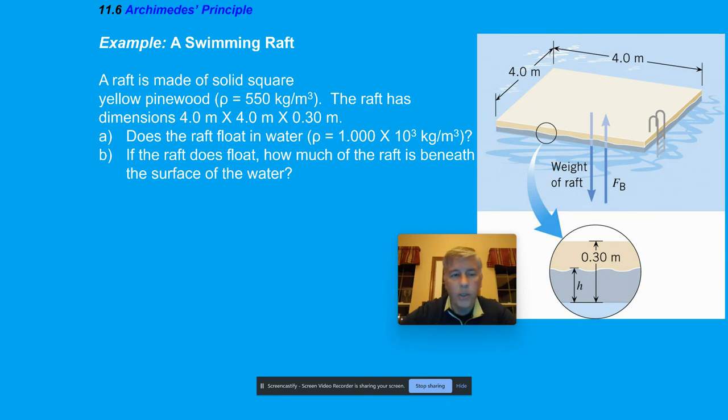And so we will have two questions. We want to know, does it float? And if it does float, how much of the raft is actually beneath the surface? So we're trying to find this little h here, if it does float. And we're floating it in water. So one easy way to answer this is to just do it off of density. Since the raft is made out of pine wood, which is 550 kilograms per cubic meter, and water is 1 times 10 to the 3, since it's less dense, it should float. So does it float? We should say yes. That's the easy answer.